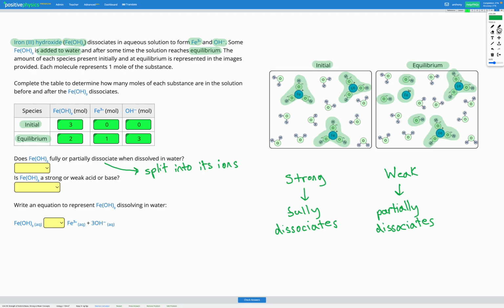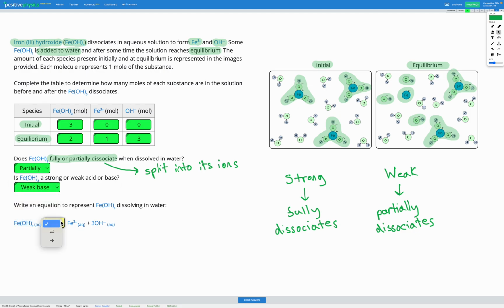So the next question asks, does Fe(OH)3 fully or partially dissociate when dissolved in water? Well, only one of the 3 moles shown in the diagram actually split up into its ions. So it's only partially dissociated. So is it a strong or weak acid or base? We know it's going to be weak because it only partially dissociates, and we know it's a base because it's releasing OH- ions in solution. So we have a weak base here.